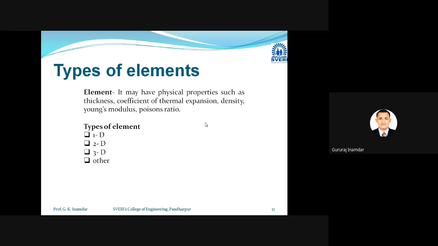Now types of elements. Different types of elements are there. An element may have physical properties such as thickness, coefficient of thermal expansion, density, Young's modulus, Poisson ratio. This type of element type also has these properties.